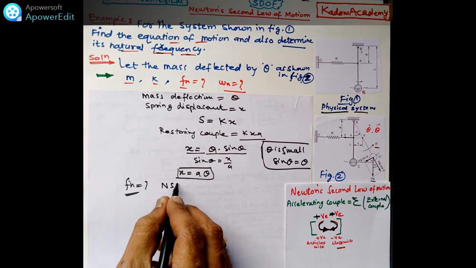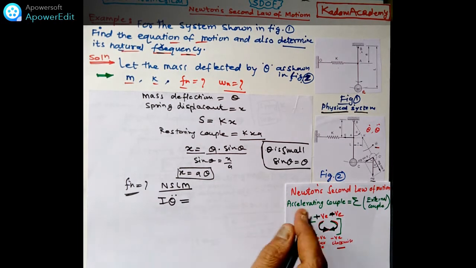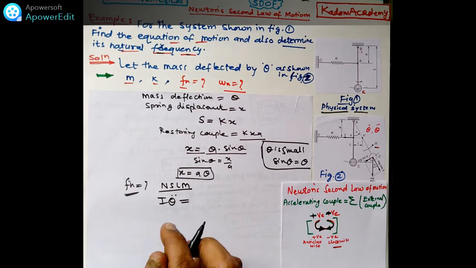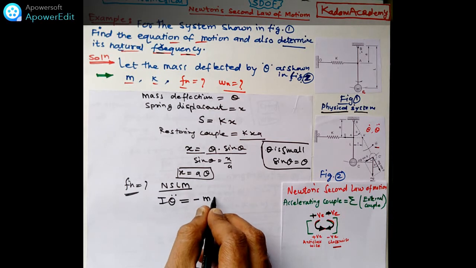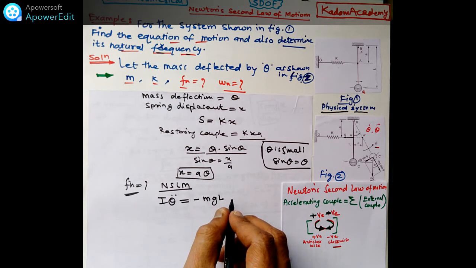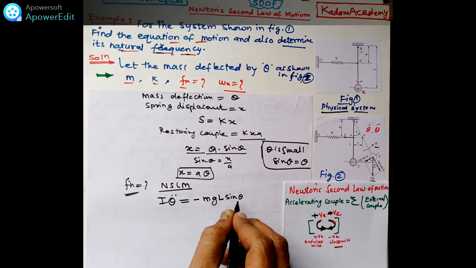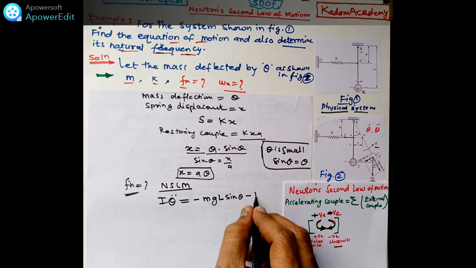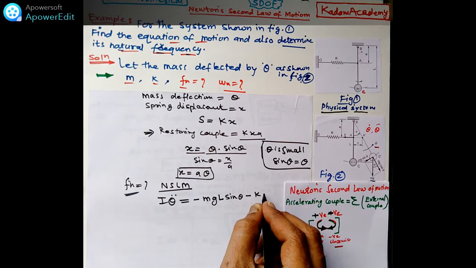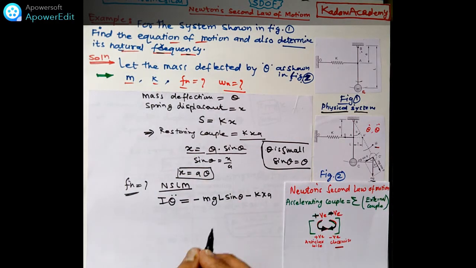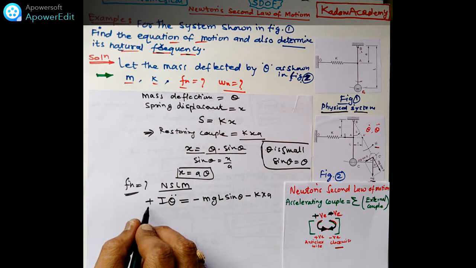By using Newton's second law of motion, writing this equation: I theta double dot is the accelerating couple, and this is equal to minus mgL sine theta, or mgL sine theta minus the spring restoring couple, which is k x into a. As we know, sin theta is equal to theta. Here the sign becomes positive.